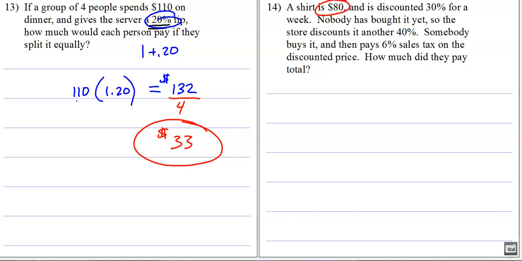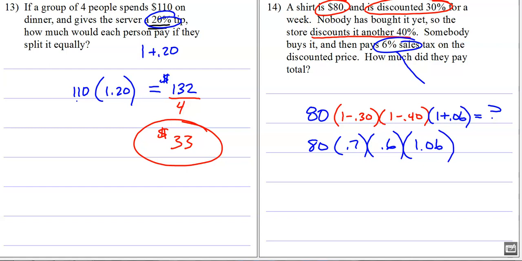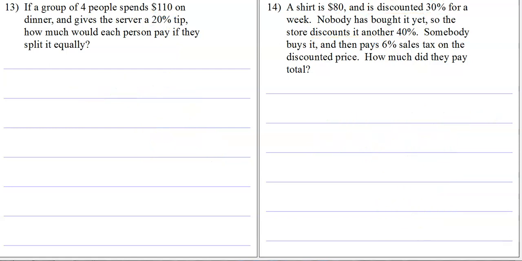Number 14, a shirt is 80 bucks. Expensive shirt. Discounted 30%, 1 minus 0.30. Then nobody bought it. Discounted another 40%. Second discount. Somebody finally bought it, but then they got to pay tax. So this is a 1 plus 0.06. How much is it now? Originally it was 80 bucks. So let's clean this up a little bit. 80 times 0.7, that's $56. $56 times 0.6, I think it's 34. I don't know, I'm going to have to cheat on this one. It's getting away from me. 80 times 0.7 times 0.6 times 1.06 equals 35.616. So we're talking money. We got to go up. 35.62. Bam.